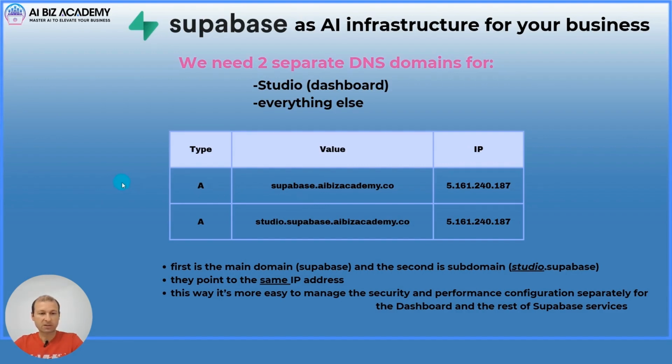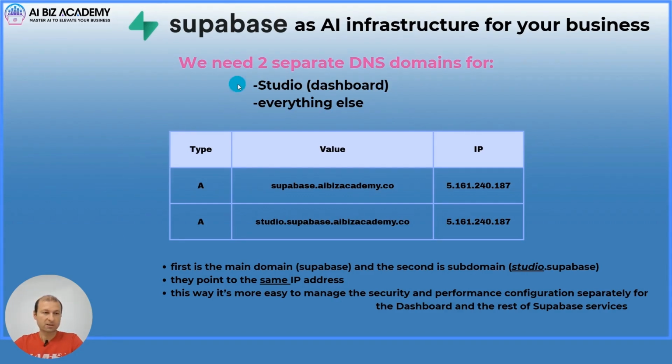Now go ahead and repeat the same steps, and this time you will create another record, also of type A, pointing to the same IP address, but with a value of studio.supabase. So basically this will be a subdomain of the Supabase domain. This will be specifically for the studio, meaning for the dashboard. So we are aiming to have two DNS domains, one for studio and one for everything else, meaning all the other Supabase services that are accessible mainly via API.